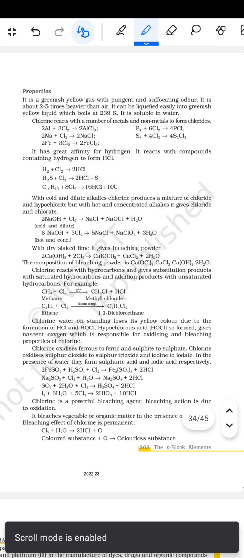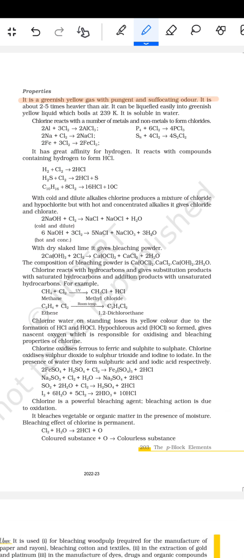Properties: it is a greenish yellow gas with a pungent and suffocating odor. It is about 2.5 times heavier than air.